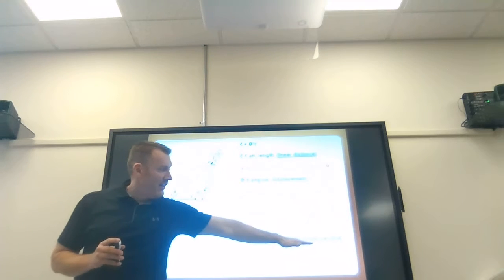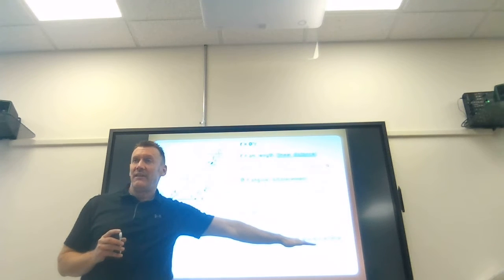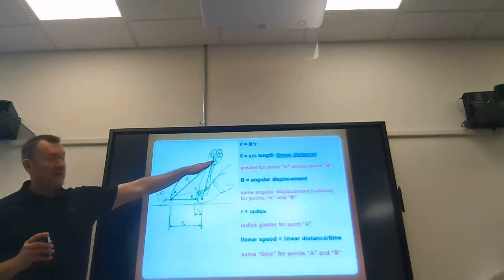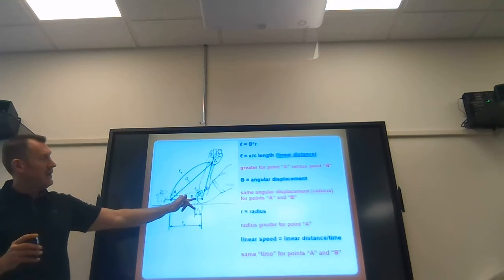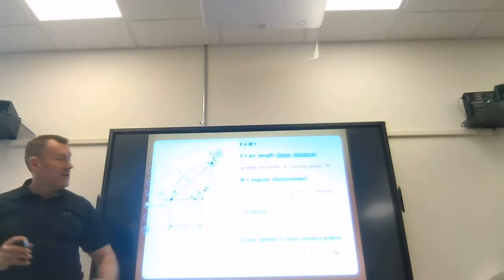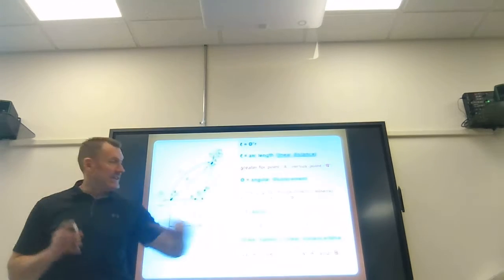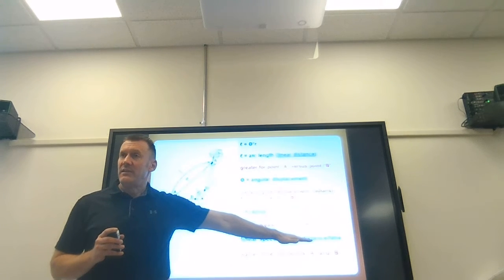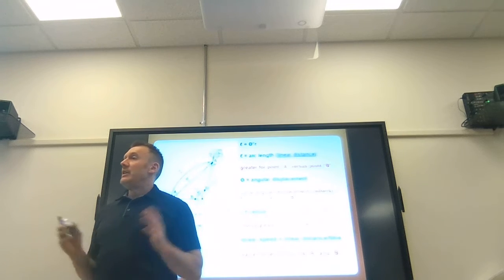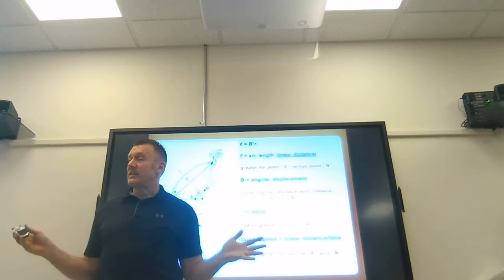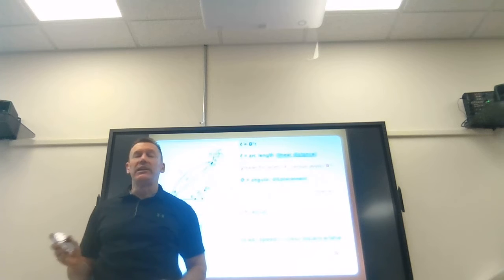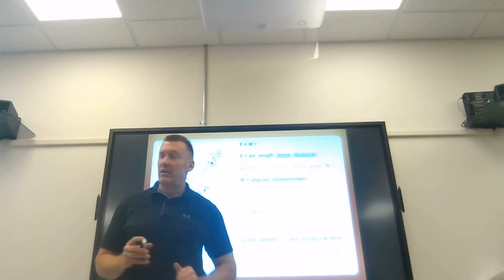Which one had greater linear distance? Point A. Point A had this great big arc. So it traveled this arc in the same time period as B traveled that arc. If we consider that linear speed is equal to distance divided by time, and A traveled a greater distance in the same time period, which point is going to have a greater linear velocity? Point A is going to have a greater linear velocity, because it's traveling a greater linear distance over the same time period.